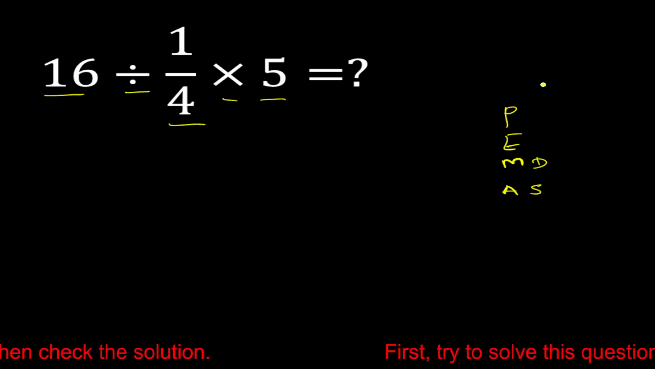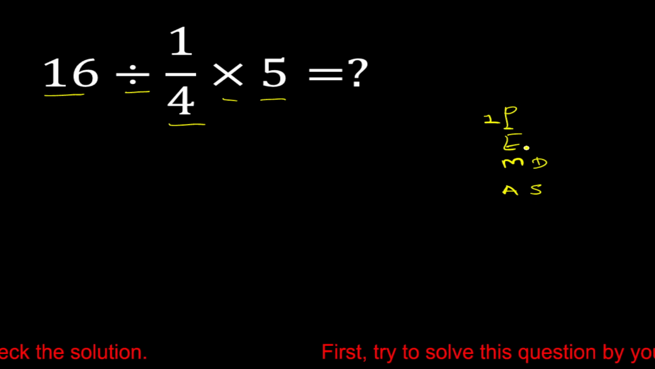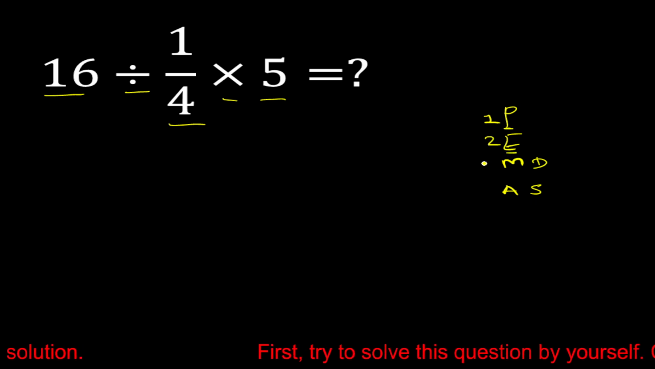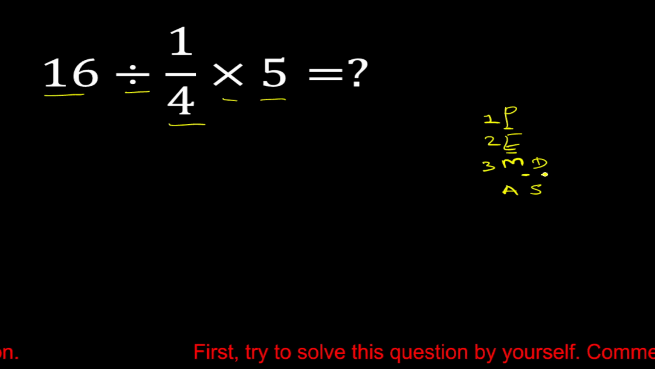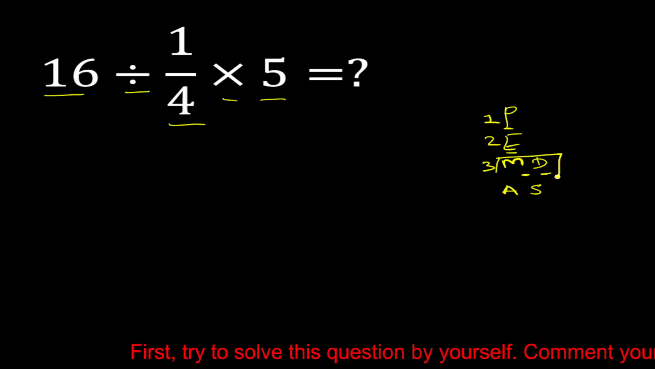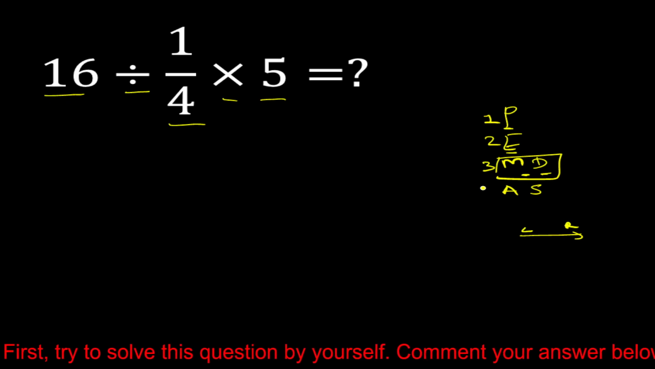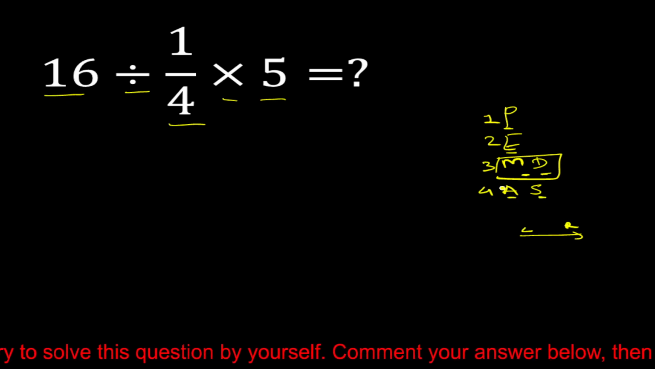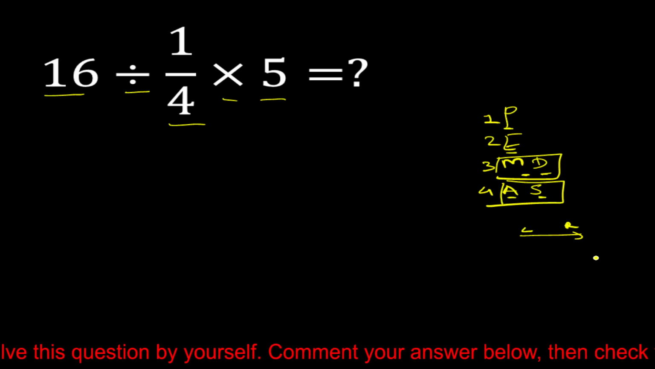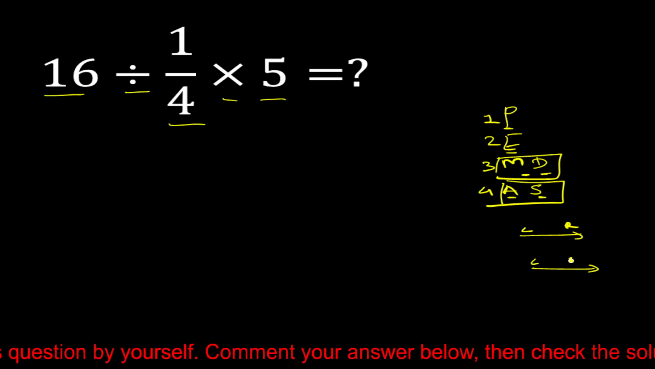According to PEMDAS, first priority is parenthesis, second priority is exponents, third priority is multiplication and division. Here multiplication and division both have equal priority, so we have to solve it from left to right. Fourth and last priority is addition and subtraction. Also both have equal priority, so we have to solve it from left to right.